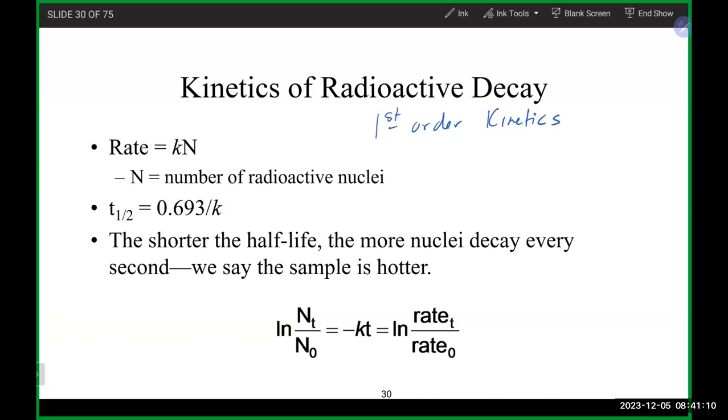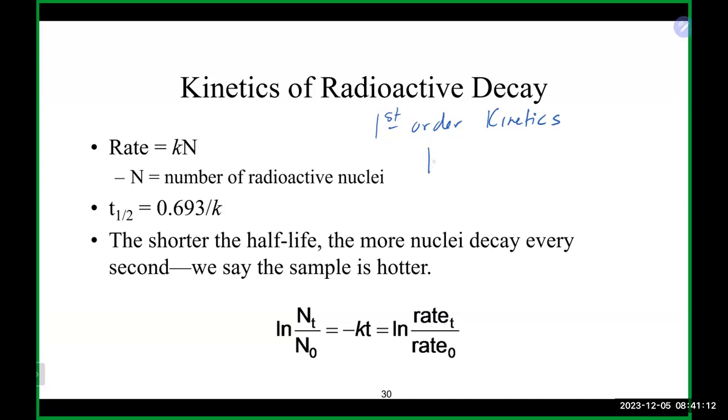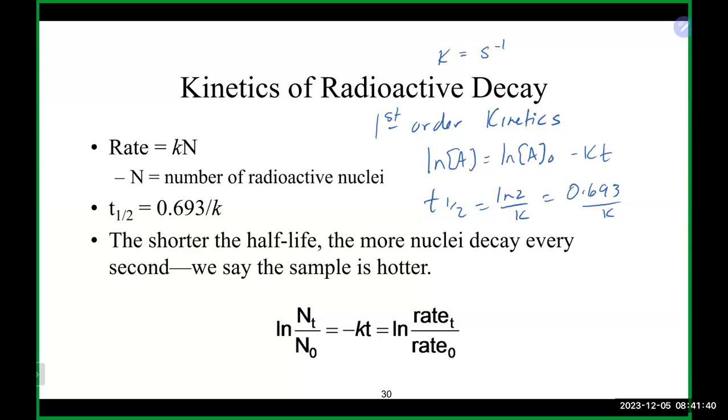So as you remember, I'm sure, that is the integrated rate law, where the natural log of A is equal to the natural log of A naught minus kt, where the half-life is the natural log of 2 divided by the rate constant, or 0.693 divided by the rate constant. And the important thing that you also remember is that the rate constant has units of 1 over seconds, or 1 over some type of unit of time.